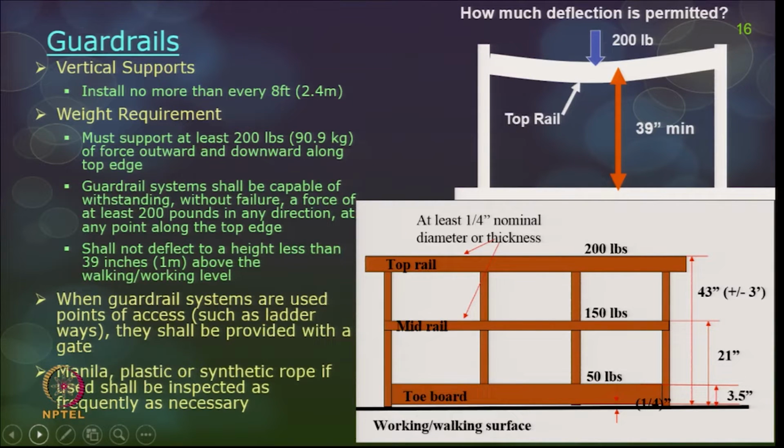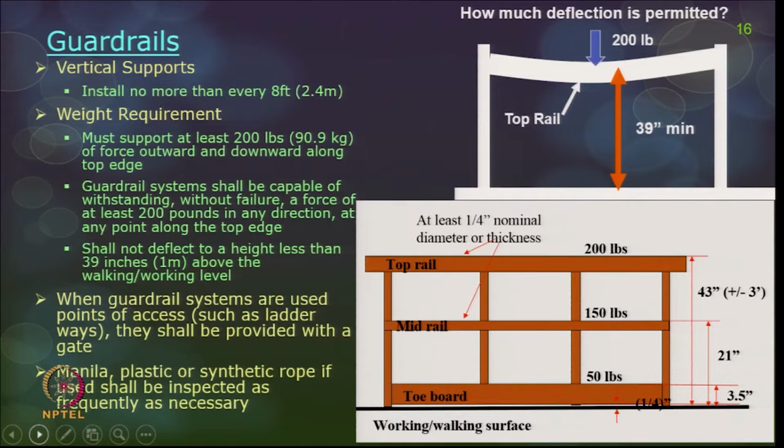Okay. And if you talk about the load, the top rail should be able to withstand 200 pounds of weight, which comes on it. The mid rail at least 150, and the toe board should be at least 50. Okay. And the thickness also, it is all given here in this picture, and as such the guardrails should be in place in the sides.